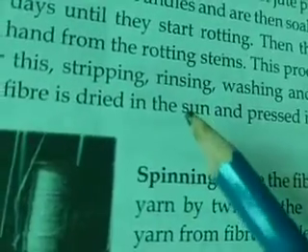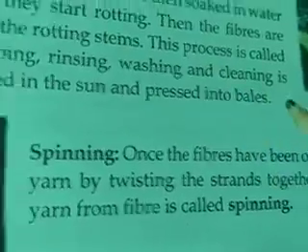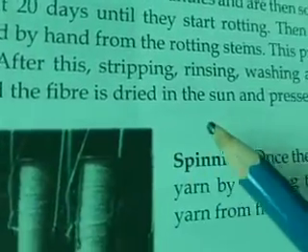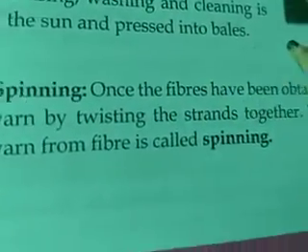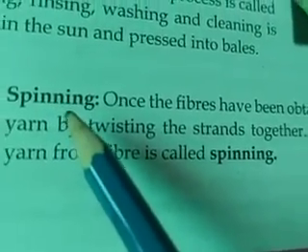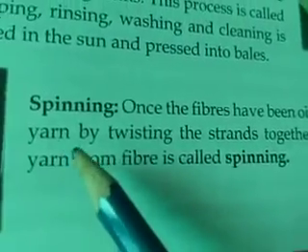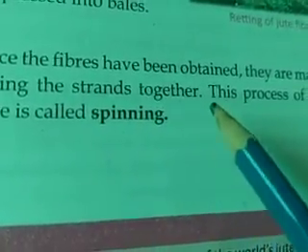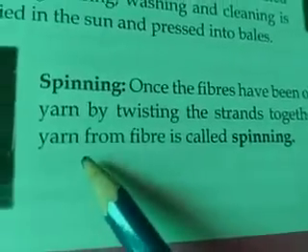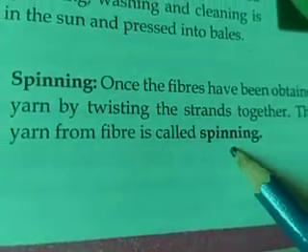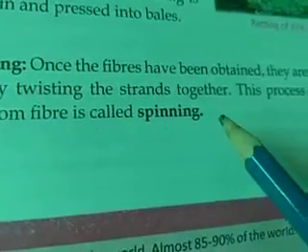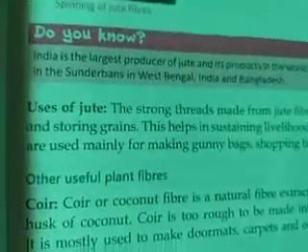After the stem stripping, rinsing, washing and cleaning is done, and the fiber is dried in the sun and pressed into bales. Next step is spinning. Once the fibers have been obtained, they are made into yarn by twisting the strands together. This process of making yarn from fiber is called spinning.